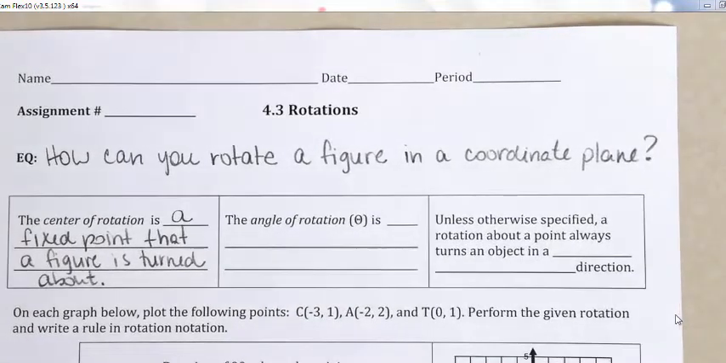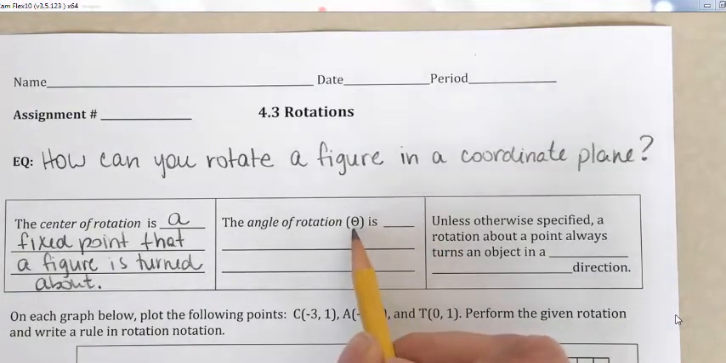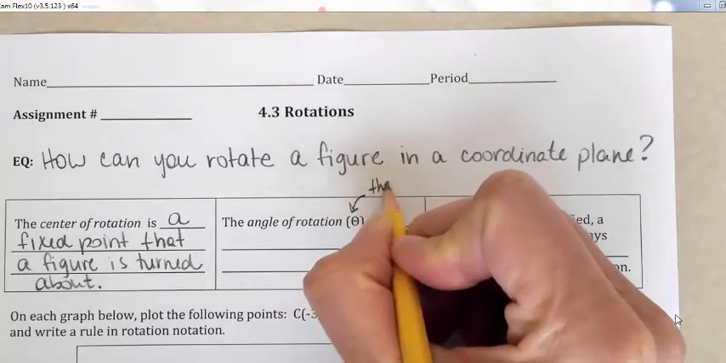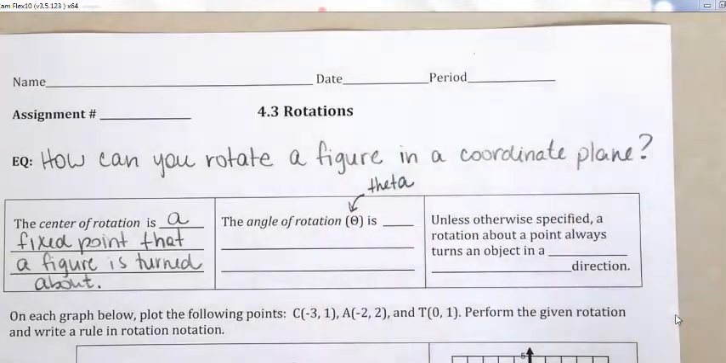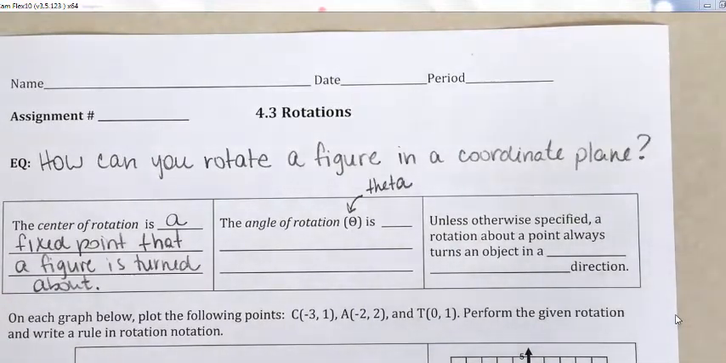So an angle of rotation. All right, well, now the Greeks are the ones that came up with geometry. So we tend to use the Greek alphabet a lot in geometry. This right here is theta. This is a Greek letter, theta. And we tend to use that a lot for angle measures. So think of that as like x. Instead of x, we're using theta. It's just another letter, but it's in a different alphabet.